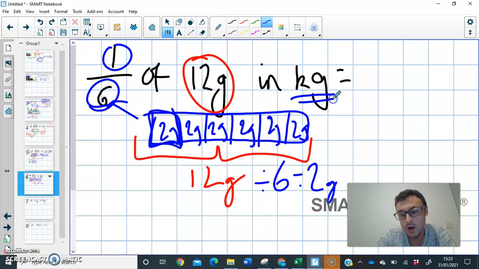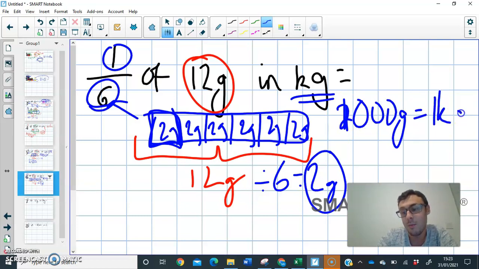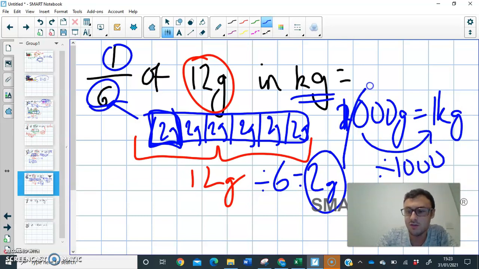I need to then convert my 2 grams into kilograms, and I know that 1,000 grams is 1 kilogram. So to get from grams to kilograms, I divide by 1,000. So I now need to divide my 2 by 1,000, or 2 divided by 1,000.